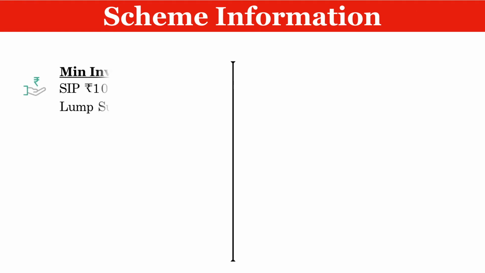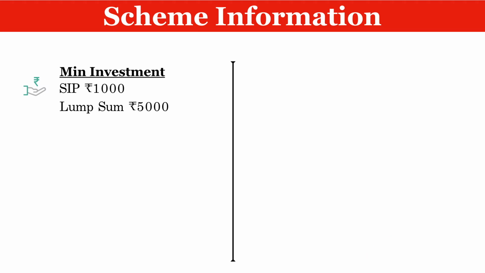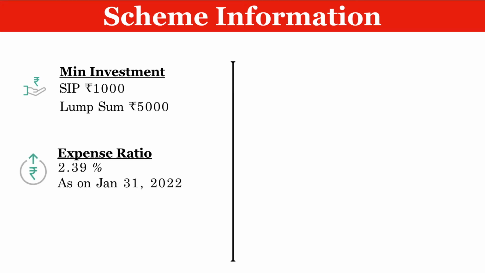In this section, we will understand the scheme information of the FlexiCap mutual fund from Quant AMC. In case you are looking to invest in this fund, the minimum investment has to start at 1000 rupees for SIP. In case of lump sum, you have to start with a minimum investment of 5000 rupees. The expense ratio associated with this fund is 2.39% as on January 31st, 2022.